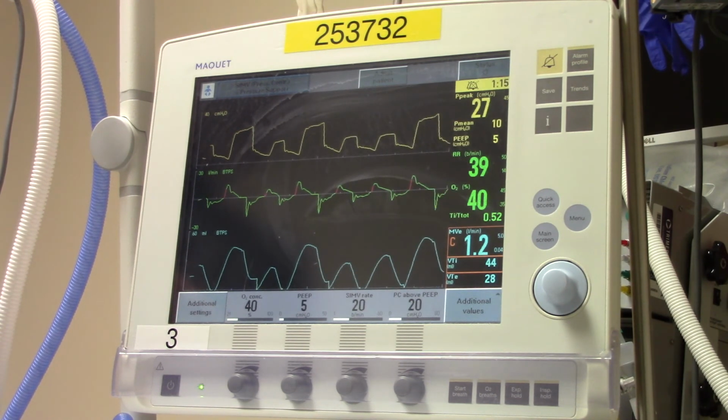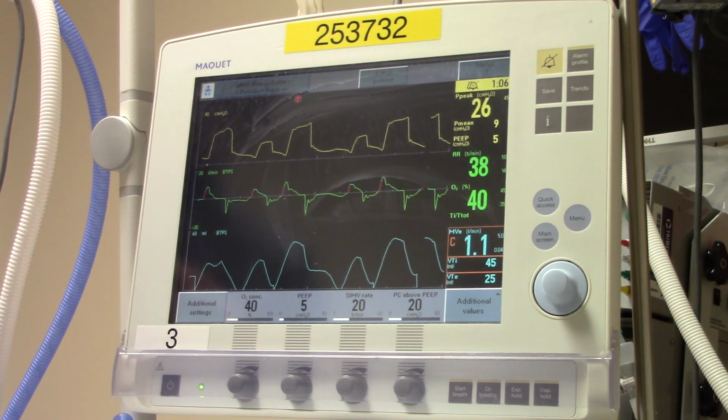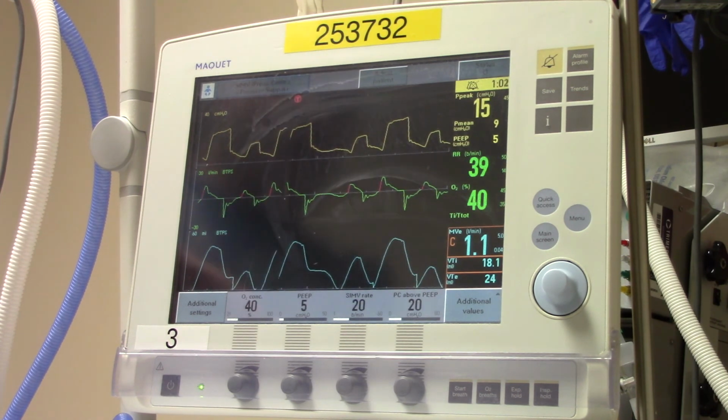And of course, you're going to chart why it is you decided to shorten the 30-second limit. The patient got agitated, got too tachypnic, CVP changes, various clinical indications that would cause you to stop the therapy.